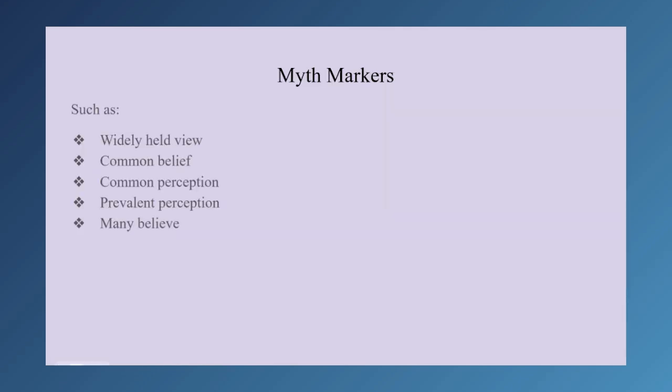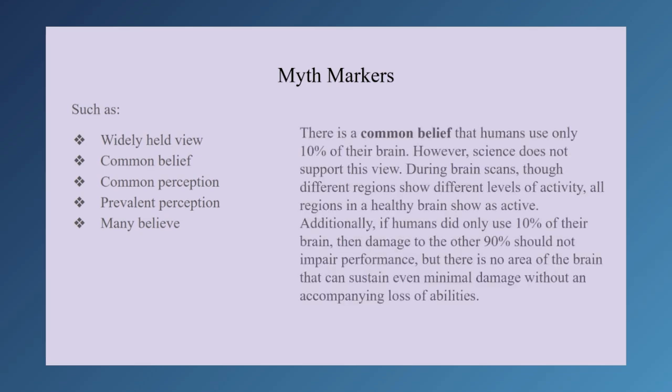Myth markers are terms that introduce a view that will be discussed, called into question, or disputed, such as widely held view, common belief, common perception, prevalent perception, or many people believe. For instance, there is a common belief that humans use only 10% of their brain. However, science does not support this view. During brain scans, though different regions show different levels of activity, all regions in a healthy brain show as active.